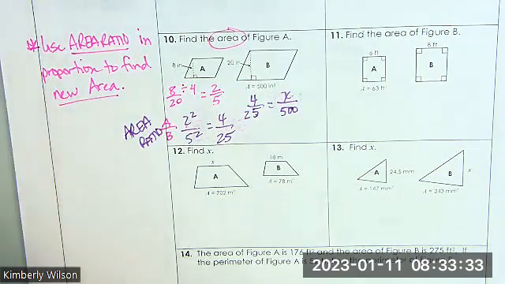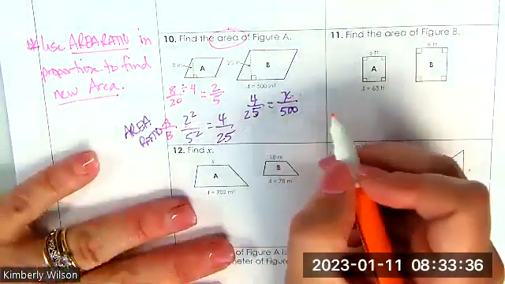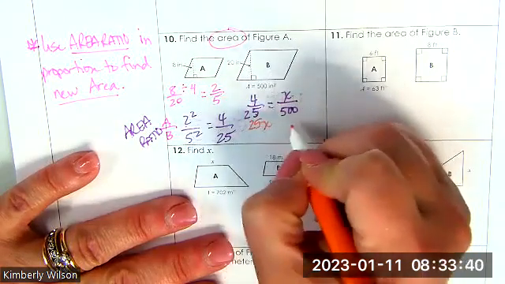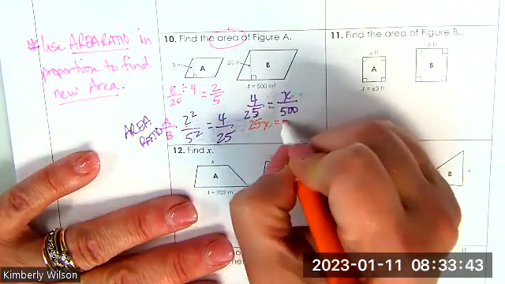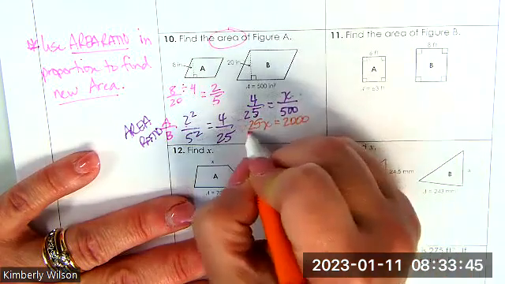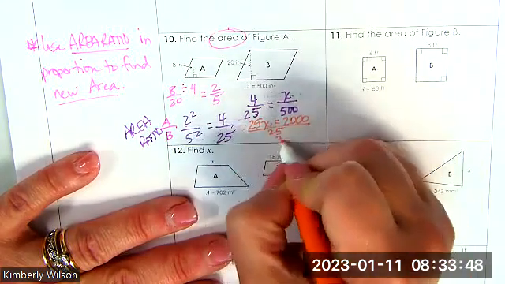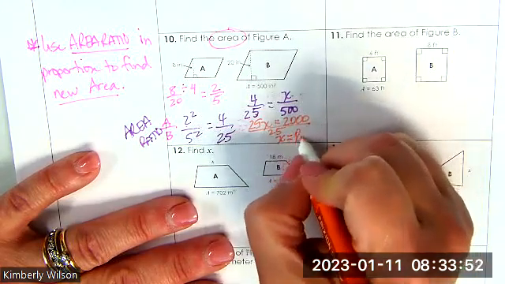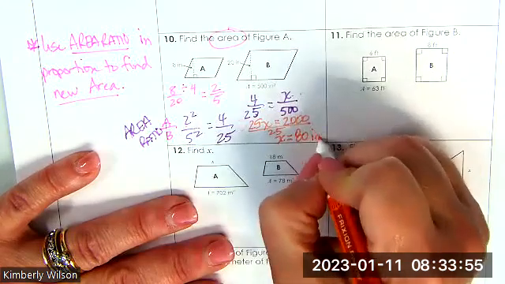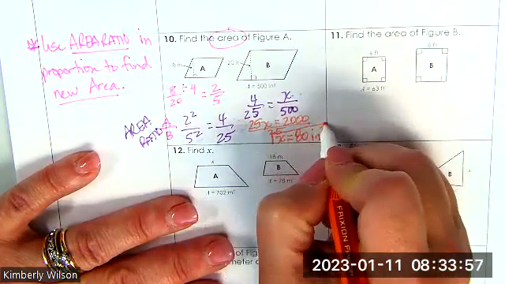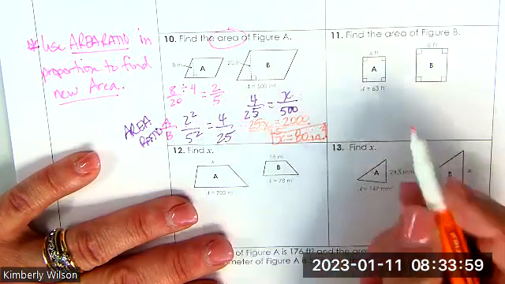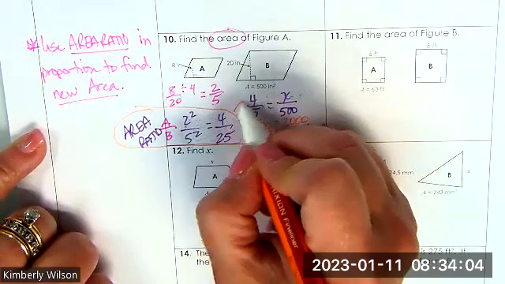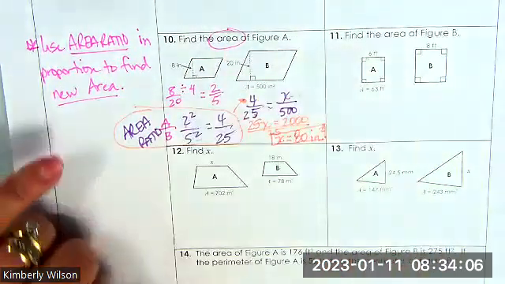And now I can either cross multiply or I can see, yeah, I'm going to cross multiply. That makes my life easier. So I have 25x equals 2,000. Divide by 25, and x equals 80 inches squared. And again, the thing to remember here is we have to do this area ratio in the proportion because I'm finding the area.